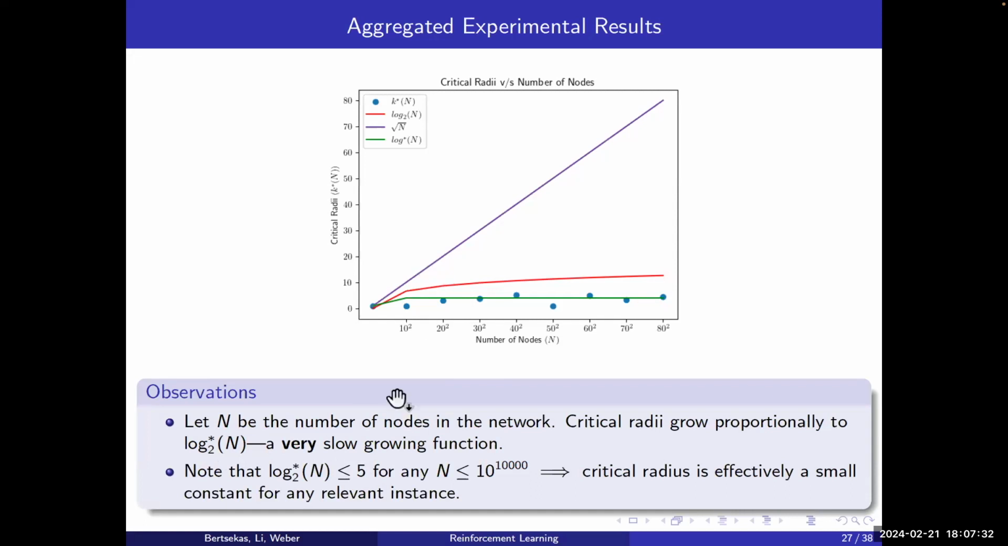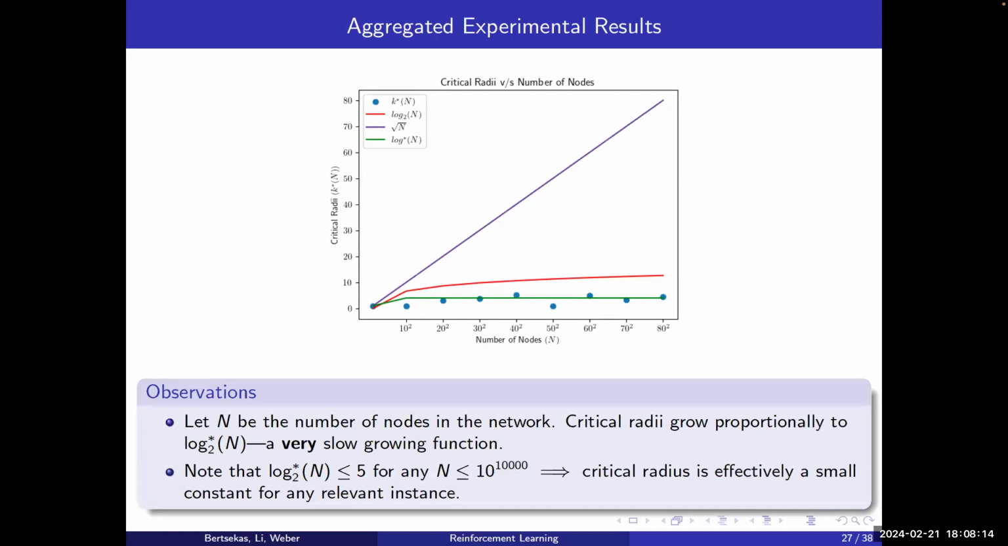And what's interesting about this is that log star of n is at most 5 for any n that's less than or equal to this astronomically big number. This is an incredibly slow growing function. What this means is that the critical radius is basically just a small constant for any relevant instance. It doesn't matter how big the network is. So that's what this is showing. Are there any questions about this? Oh, I have some other slow growing functions here just to show you how slowly log star grows.